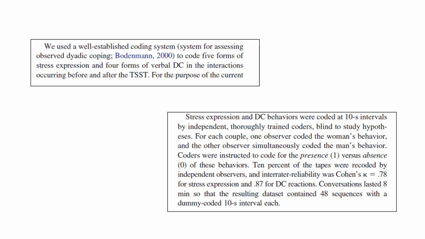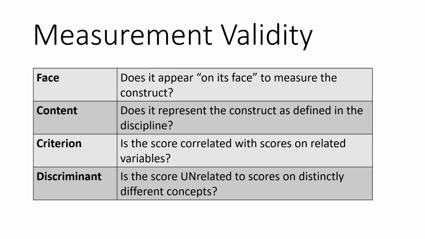The part about 10% of the tapes being recoded by independent observers means that they checked to make sure observers were consistent in the way they coded behavior. Specifically, they had a second person code 10% of the videos and made sure 2 people could code the same behavior the same way. In other words, they established inter-rater reliability.